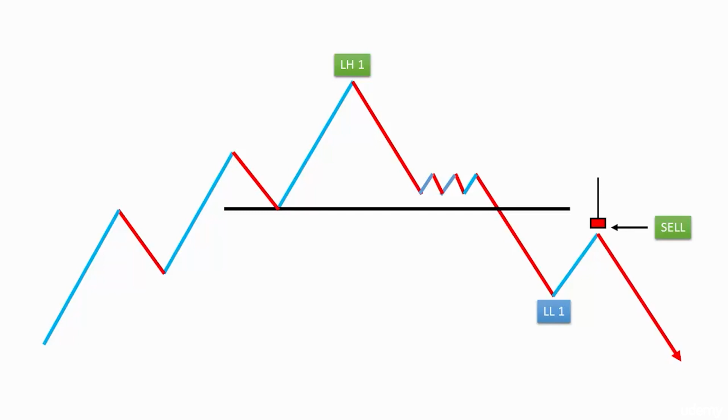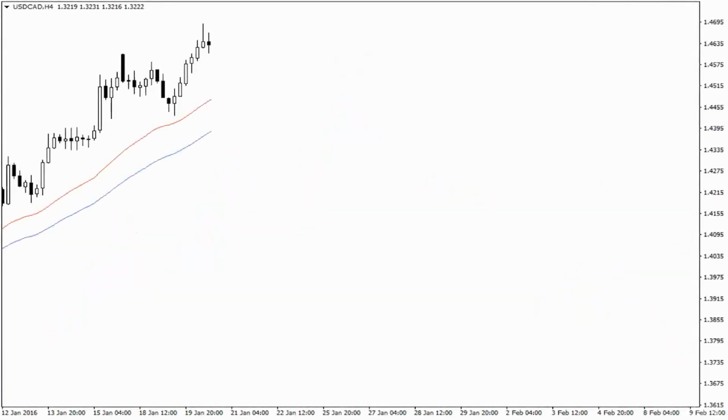So let's start. As you can see, this is a 4-hour chart of US dollar versus Canadian dollar. You will notice that the market is trending upward on this chart. And these are the two most recent higher low and higher high levels on this uptrend.